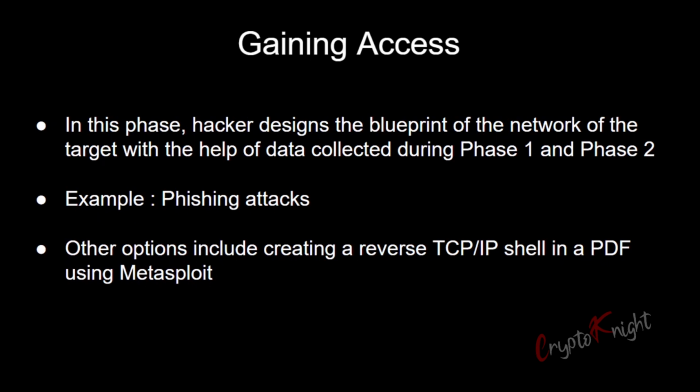A phishing attack is basically showing a page to a victim to get his credentials. For example, I create a fake page of Facebook and provide it to the victim. He clicks on the link and enters his credentials there, thinking that it is Facebook. These kinds of attacks are known as phishing attacks. Other options include creating a reverse TCP shell in a PDF using Metasploit, and there can be other methods also. So we can send a malicious PDF or malicious doc that the victim will click, and then we can gain access to his computer.